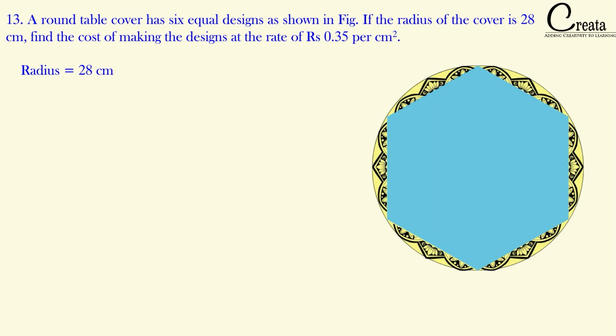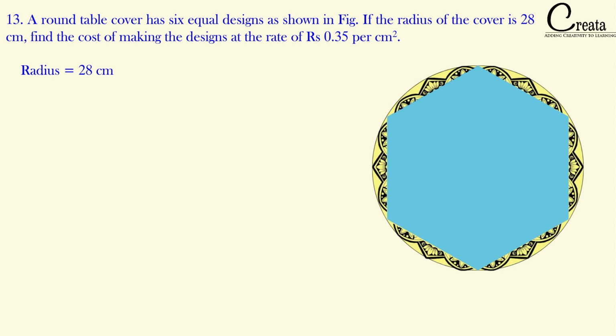In this question, basically we have to find the total area of the design. Once we get the total area, we can multiply it with the unit cost, that is rupees 0.35, and we will get the final cost of the design. So we will find the area of the design portion. So how will we approach that?